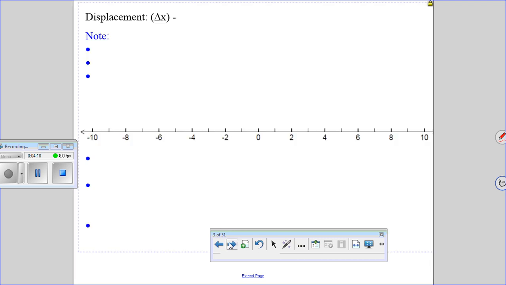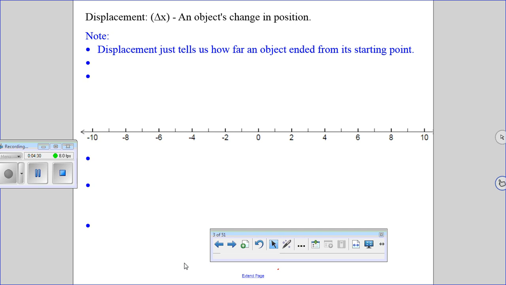All right, now displacement is definitely related to the idea of position. Sorry, so our definition of displacement is an object's change in position, okay? So, these things are not working here. There we go. Basically all that displacement does is it tells us how far an object ended up from its starting point, okay? And when I say starting point, that just means some point in time, okay? So the displacement tells us how far the object is at some later point from where it was at some earlier point. This will make a lot more sense once we do an example here, all right?